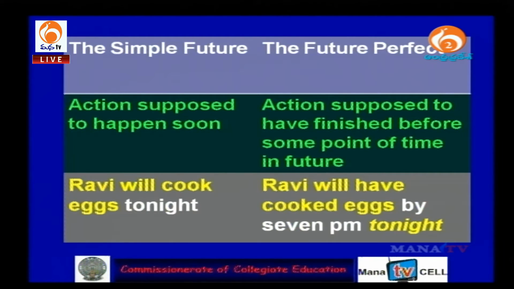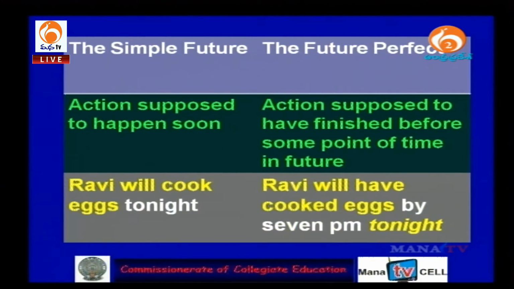Here the adverbial element tonight indicates the future time. Now, what happens tonight? Ravi will cook eggs. That means here the simple aspect describes the commencement of action. That means the action is yet to take place.